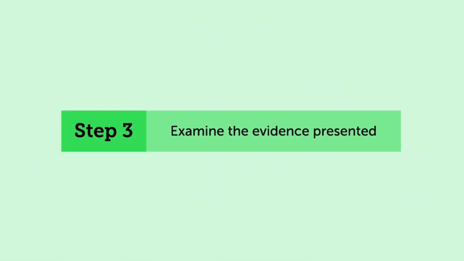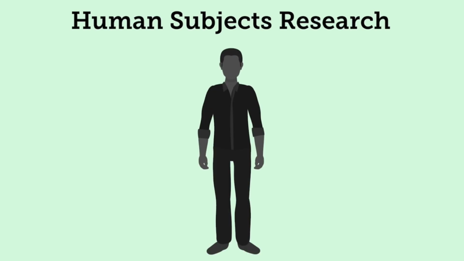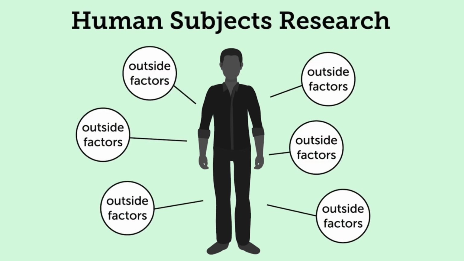Step 3 of our process is to examine the evidence presented in the research article. Social scientists often conduct what is called human subjects research. When you obtain, use, study, or analyze data from a living person, you are conducting human subjects research. Because public and behavioral health practitioners deal with humans, there are many outside factors that you can't control.